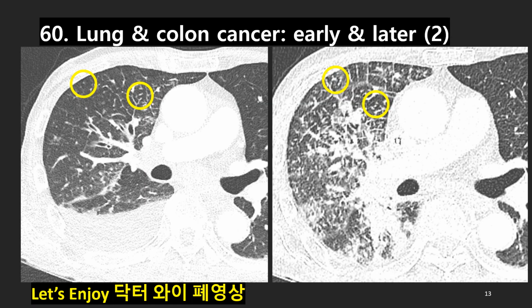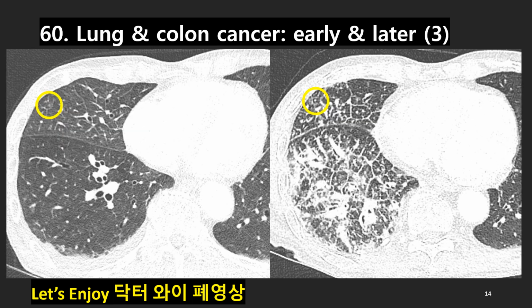CT scan findings of the same patient, same stage. On your left side, this is the early stage. We see a prominent core structure in the centrilobular nodule and septal thickening in the yellow circle. It became more prominent, more irregular, more nodular on the right side, the later stage, also with prominent septal thickening, pleural thickening, bronchovascular thickening, and a mass on the right lung.